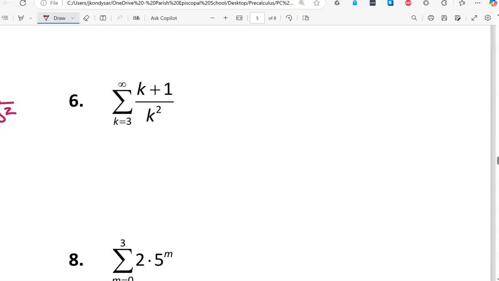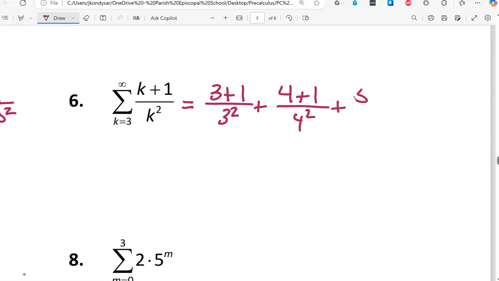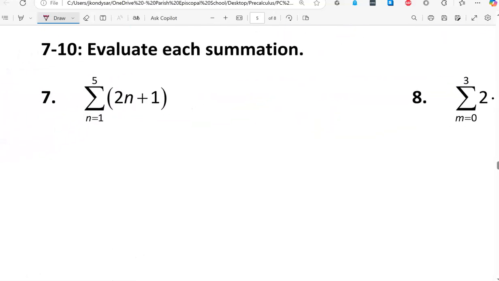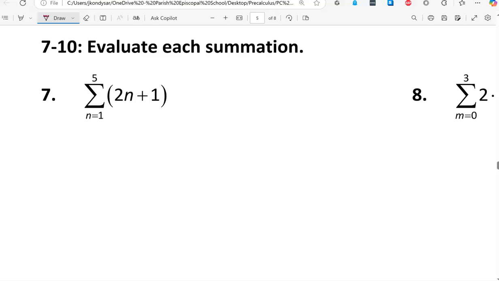In number 6, we have a summation that starts at k equals 3, so the first term is 3 plus 1 over 3 squared, and the second term is 4 plus 1 over 4 squared, and the third term is 5 plus 1 over 5 squared. We've listed 3 terms already, and so at this point, since there are an infinite number of terms, we can just write plus ... at the end. All right, in number 7 through 10, we're evaluating the summation.